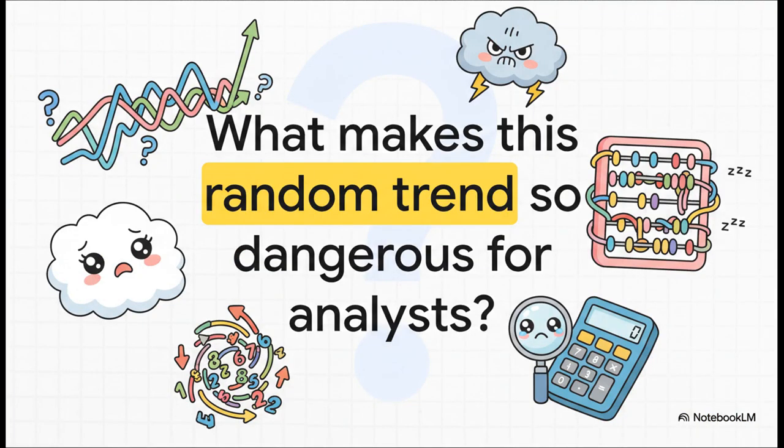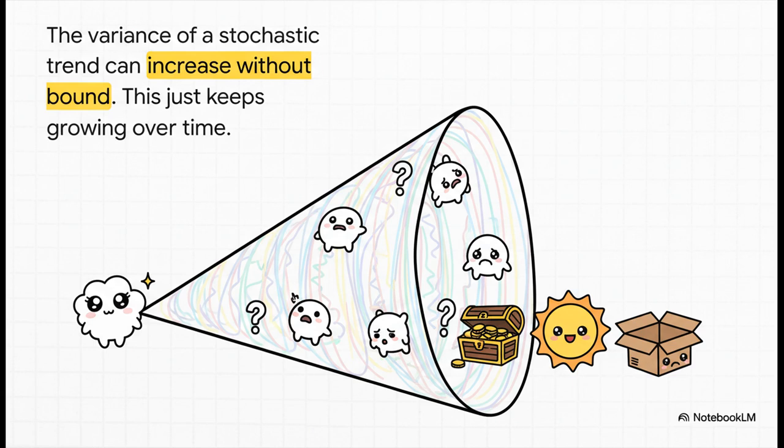So let's get right to the heart of it. Why is this randomness so treacherous? What makes it a problem that can totally derail our analysis and lead us astray? First off, it has something called unbounded variance. Okay, think of it this way. With a stable, predictable trend, your forecasts might be off by a little, but they usually stay within a reasonable ballpark. With a stochastic trend, that ballpark of uncertainty just gets wider and wider and wider over time. Your forecast pretty quickly becomes less of a prediction and more of a wild guess. You're not just off by a little, you could be off by a catastrophic amount.